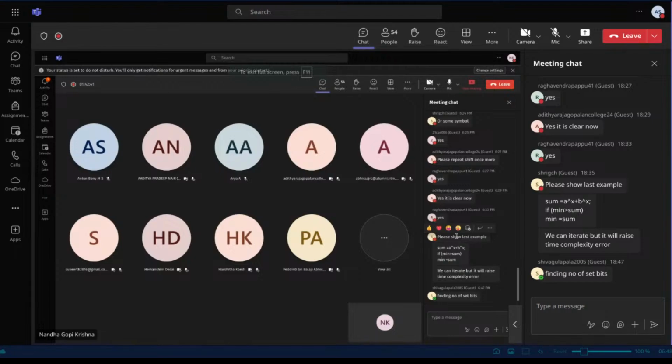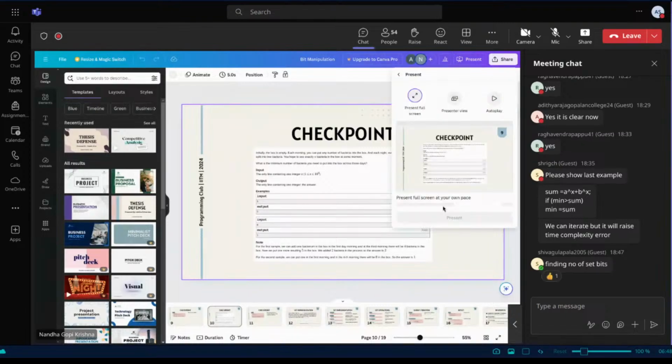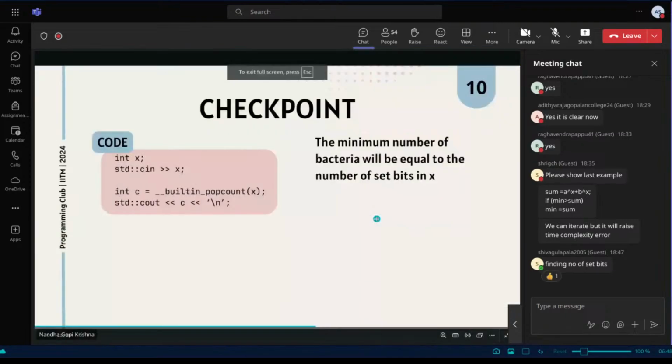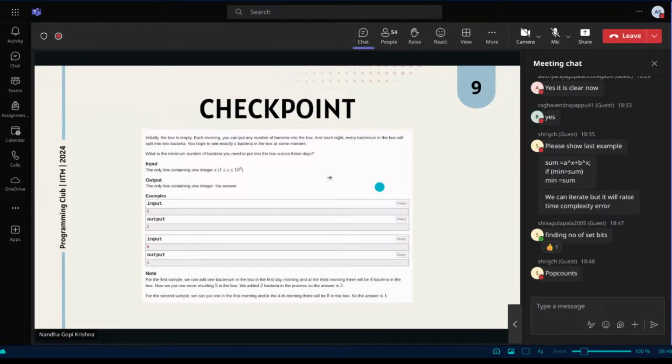Yes, that is correct. We simply have to find the number of set bits. And how do we do that? We can simply use the built-in function pop count, which will be the number of set bits in X. Why is this the answer? Because if we look at the binary representation of X, each set bit in that would have been one bacteria at some point in the past that has been multiplied by 2 to come to this point.